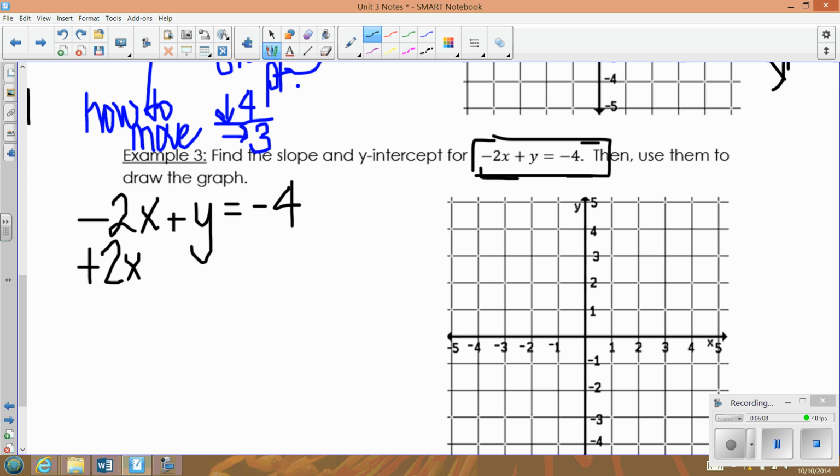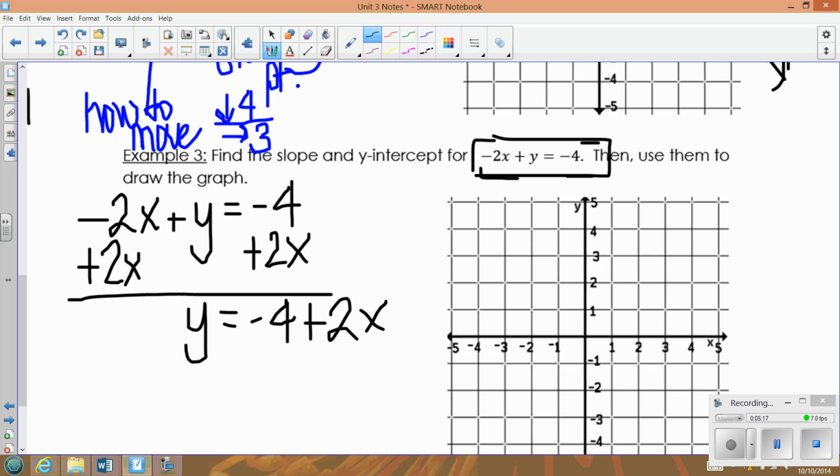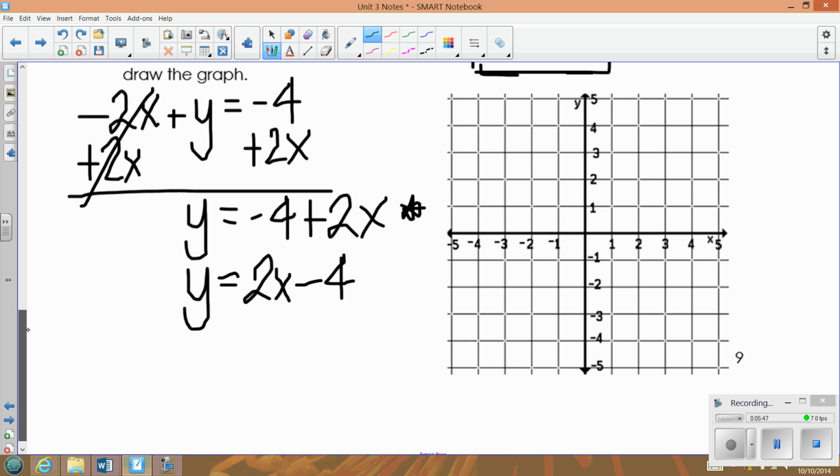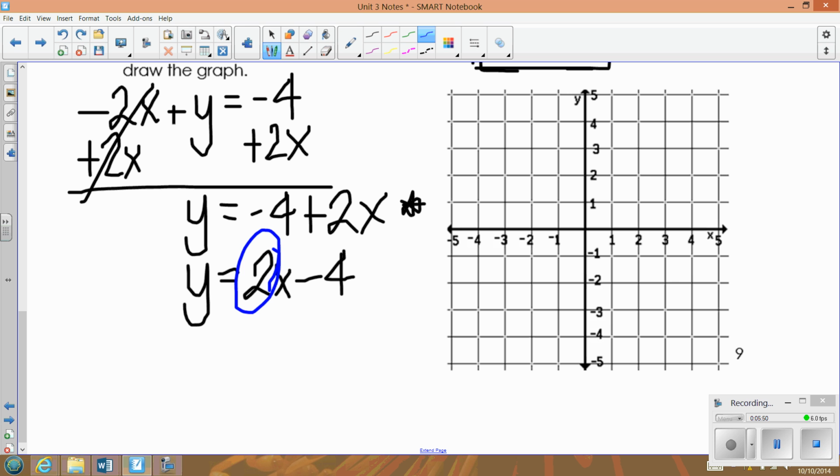So bring the 2x over, and we have y equals -4 plus 2x. Now, one thing I want to show you is that this is still not in y equals mx plus b form. So that means I have to bring that 2x in front and then the -4 at the end. You don't have to show this step right here. You could have just said, well, I canceled out those, and then I know that my x has to come first, so it's y equals 2x minus 4. You could have just done it that way. So now that it's in y equals mx plus b form, I can pull out the slope.